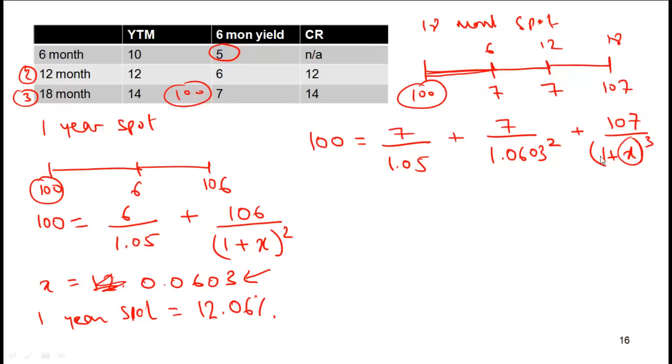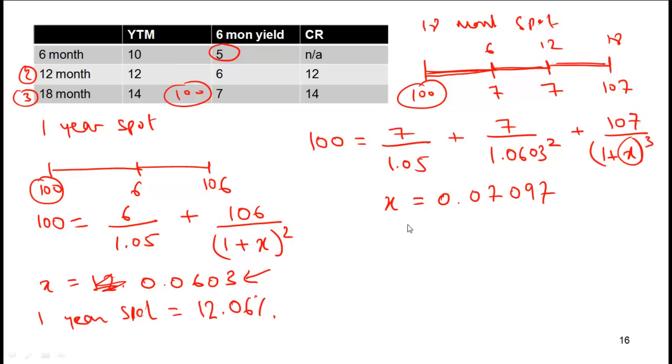So now this x represents something: once we calculate this x and double it, we will get the 18-month spot rate. So we are saying that for 107, what is the 6-monthly rate that we should use to discount the final 107? If you solve for this, you will get x equal to 0.07097. So this represents a 6-monthly rate for money that is locked for 18 months.